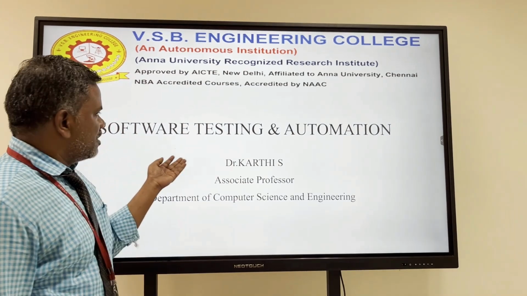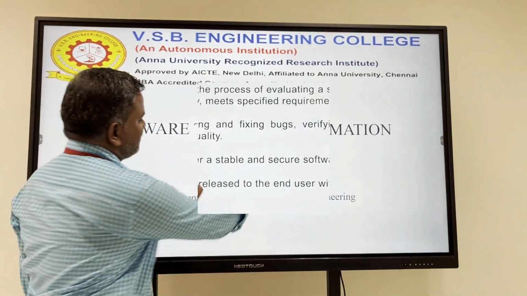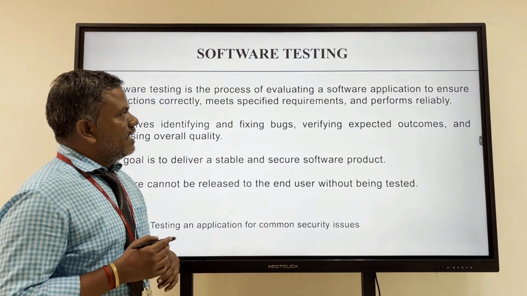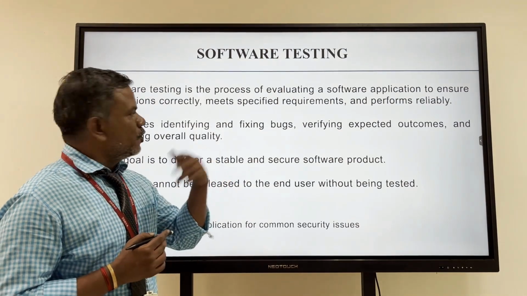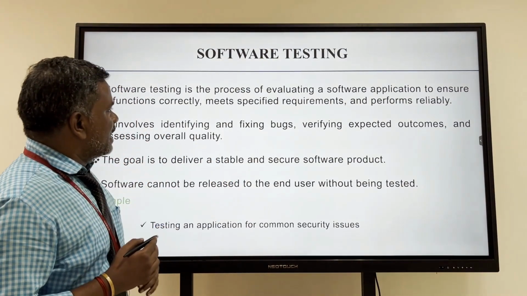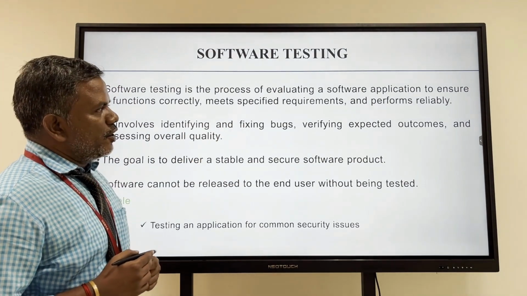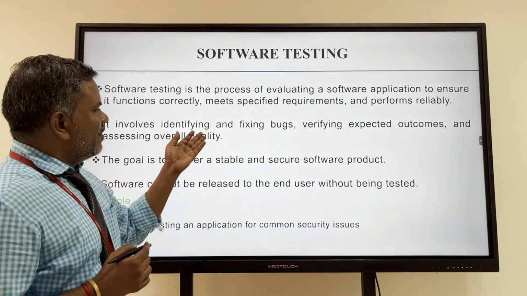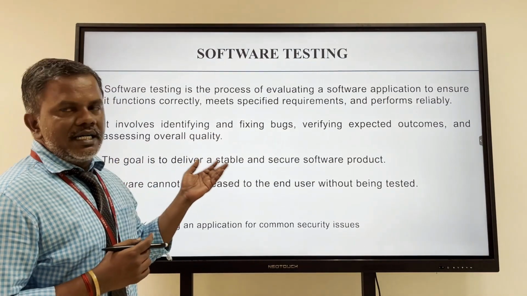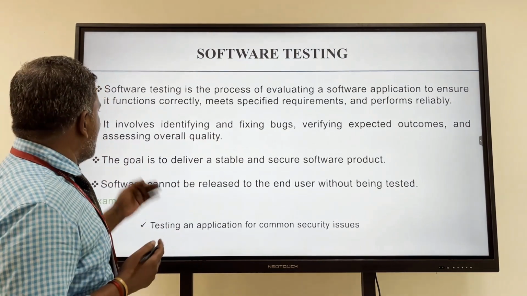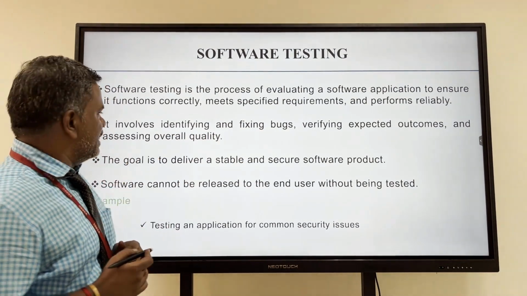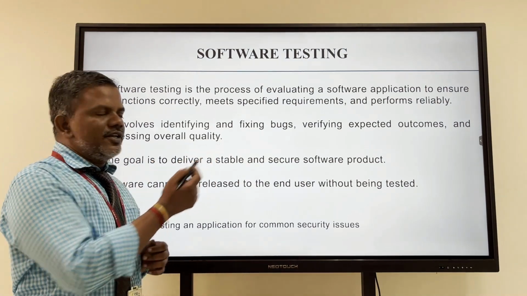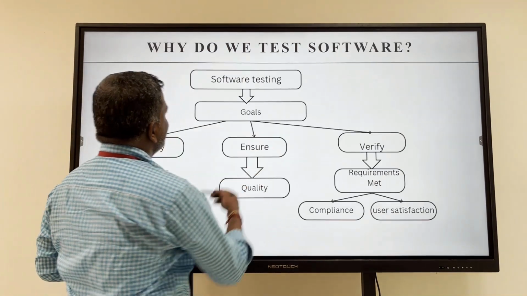Today my topic is software testing and automation. Software testing is the process of evaluating a software application to ensure that it functions correctly, meets specified requirements, and performs reliably. That involves identifying and fixing bugs, verifying expected output, and assessing the overall quality. The goal is to deliver stable and secure software products.